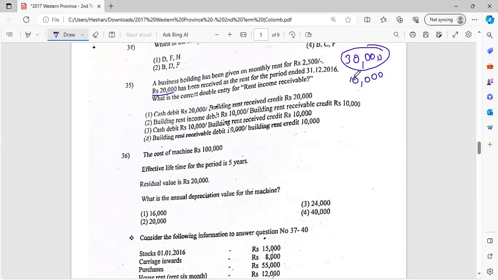So what is the correct double entry? Building rent receivable account debit, building rent account credit. This is answer number 4, not 2. So building rent income account, not rent income account. Building rent receivable debit. Why? It's an asset. So when an asset increases, it's a debit. So building rent should be credit, as it's an income.